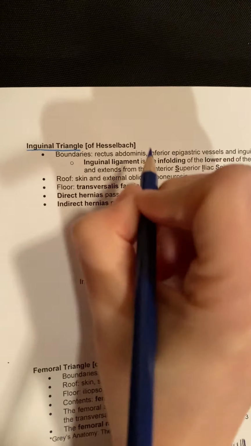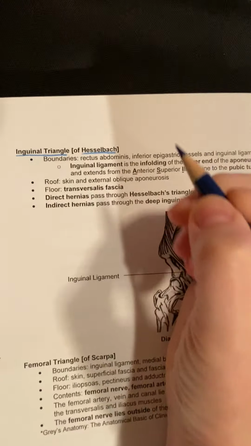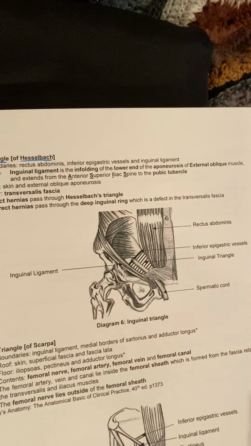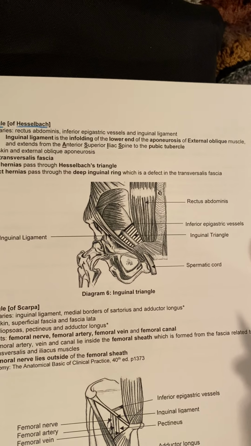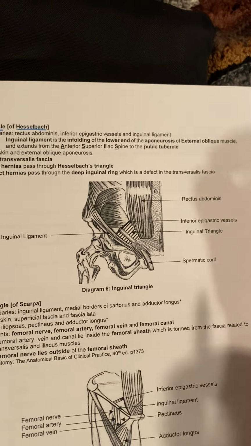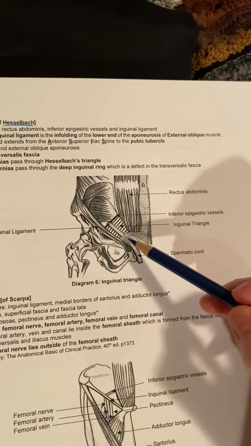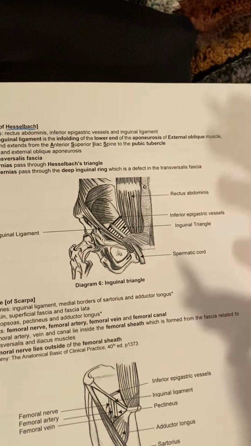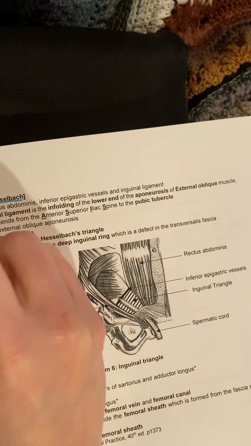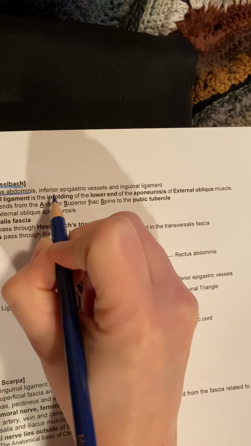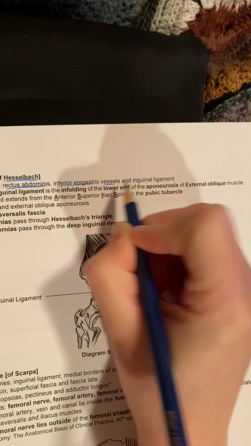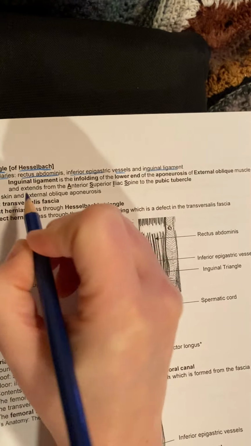Inguinal Triangle of Hasselbach. I haven't heard or remembered that name yet. Okay, the boundaries of the Inguinal Triangle of Hasselbach. Let's see what the picture says, where it is. Looks like it's right in here. The boundaries are rectus abdominis, inferior epigastric vessels, and inguinal ligament.